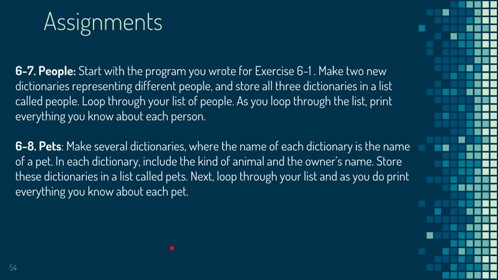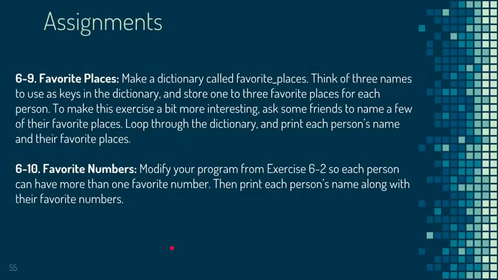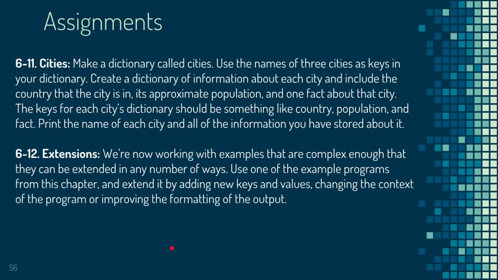inside a dictionary. In the next chapter, we'll be learning about while loops and how to accept input from people who are using your programs. This will be an exciting chapter because this will make all of your programs interactive and they will respond to user input. But before we go there, make sure you do 6.7, 6.8, 6.9, 6.10, 6.11, and 6.12.